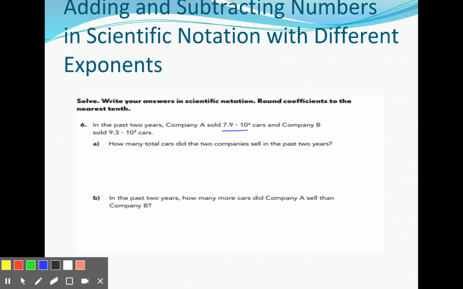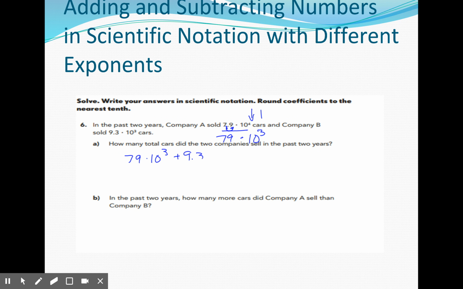So first I need to convert 7.9 times 10 to the fourth into something times 10 to the third. Since that 4 is going down by 1, I'm moving my decimal place by 1. So this is 79 times 10 to the third. So now I can add 79 times 10 to the third plus 9.3 times 10 to the third. Distributive property next, 79 plus 9.3 times 10 to the third. And I would get 88.3 times 10 to the third.